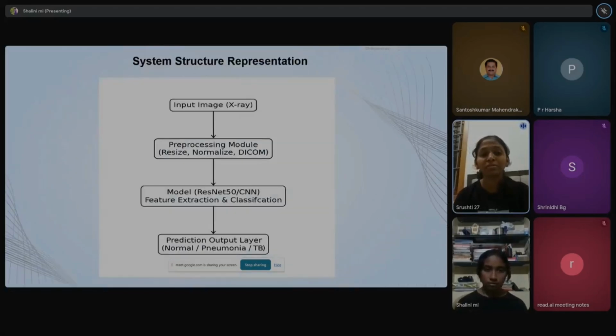And this is the system structure representation. As I told earlier, it includes the input image like an X-ray, and then we go to the pre-processing module. Here we can resize and normalize, and use the DICOM file. Next we go to the ResNet50 CNN model, which includes feature extraction and classification. Last is the output layer, which gives the analysis, or the accurate positive output of the patient.